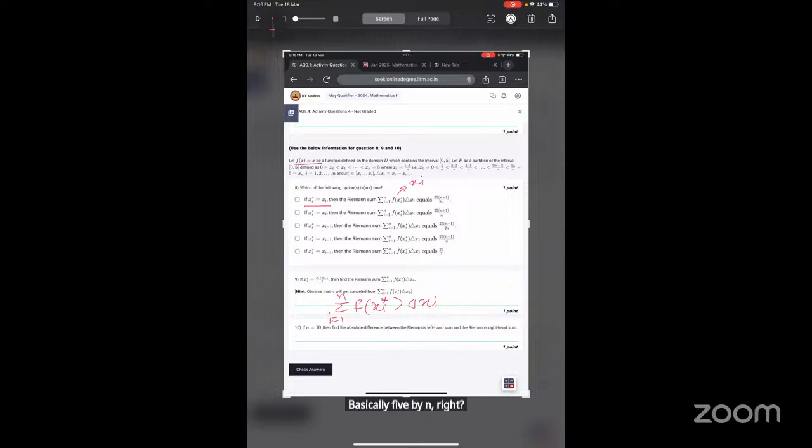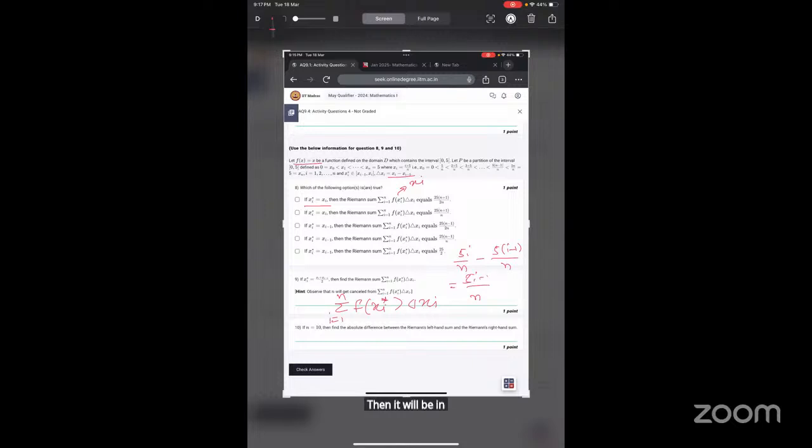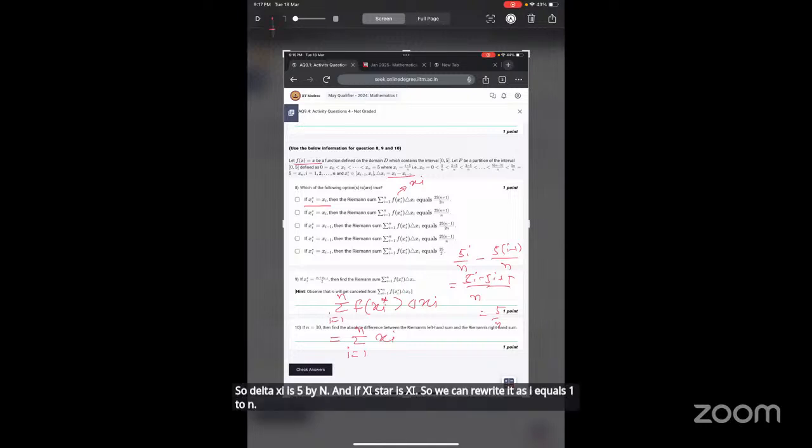5 by n. So delta xi we can calculate as xi minus x(i-1). 10 by n minus 5 by n is 5 by n. Okay. So basically we can calculate it generally too. So 5i minus 5(i-1) by n, then it will be 5i minus 5i plus 5 by n. That means 5 by n, right? So delta xi is 5 by n and f(xi star) is xi. So we can rewrite it as the sum from i equals 1 to n of xi times 5 by n, right?